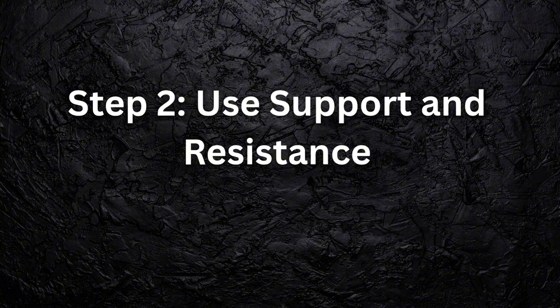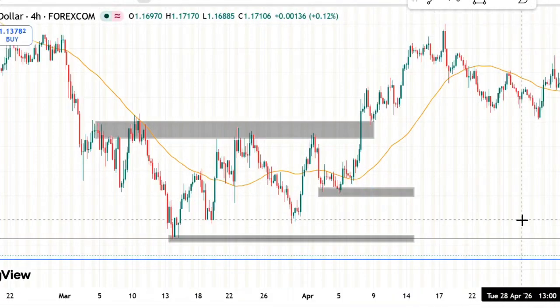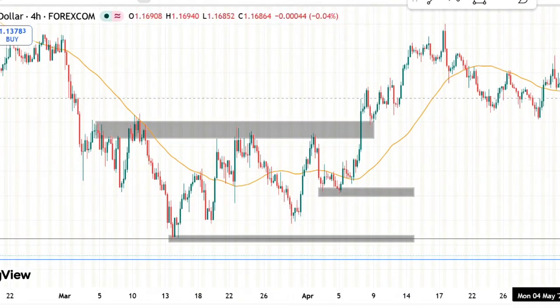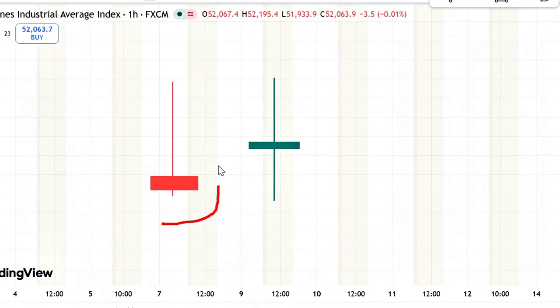Now, step number 2, use support and resistance. This is really one of the easiest ways to trade, right? This is where the magic happens. Candlestick patterns are powerful only when at support or resistance levels. For example, a bullish engulfing at support signals, right, a strong buy, and a bearish pin bar at resistance is a strong signal for sell. I'm understood.